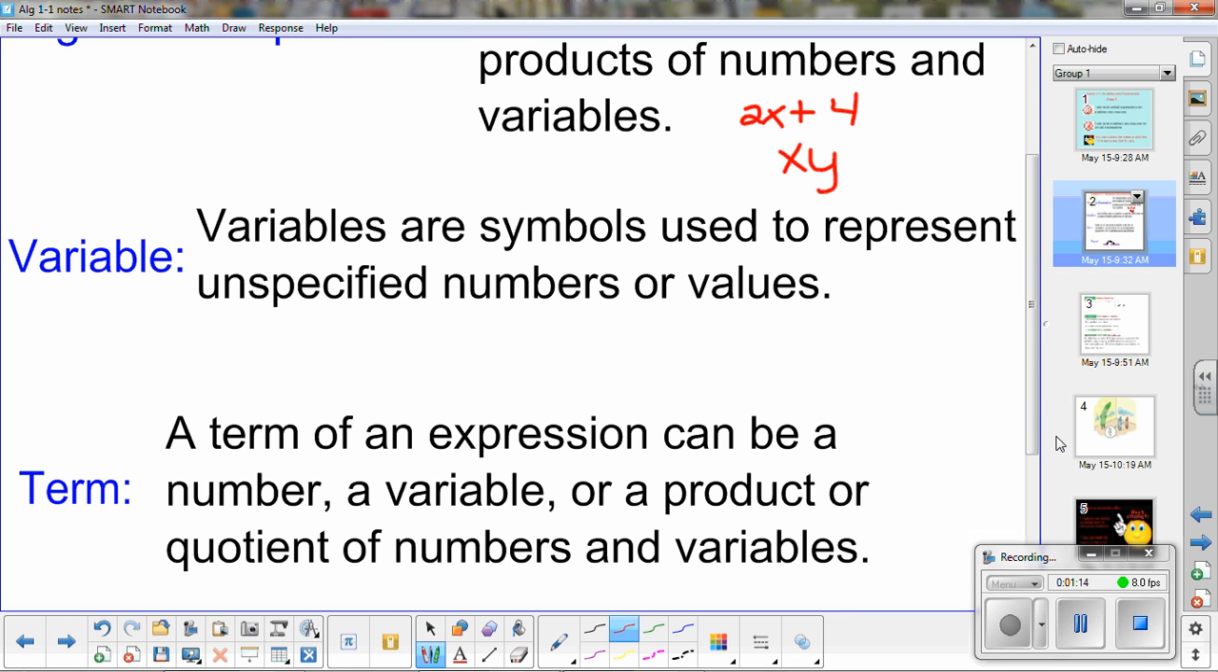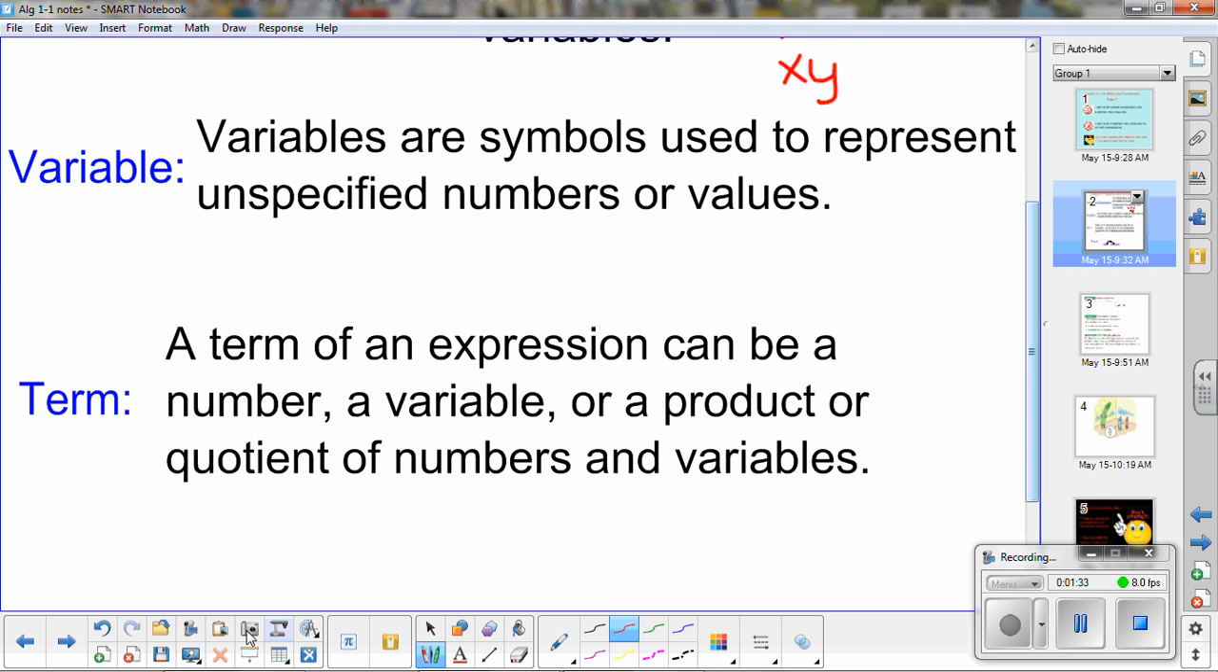A term of an expression can be a number, a variable, or a product or quotient of numbers and variables. So if you look back up here at my algebraic expressions, this is a term. This is a term. Some more examples could be just the number 5, or just x, or it could be a product or quotient of numbers and variables, such as 3y or x divided by 7. Those are all examples of terms.